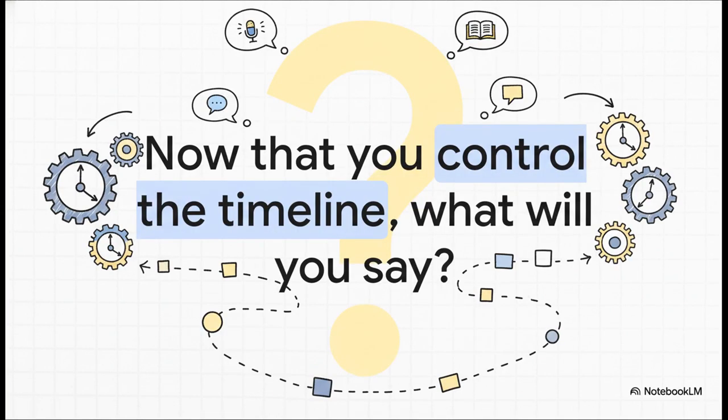So look, by understanding this system, both the rules and when to break them, you're not just guessing anymore. You are now officially in control of the timeline in your sentences. You get to decide exactly when things happened and make sure your message lands perfectly. So the only question left is, now that you're in charge, what are you going to say?